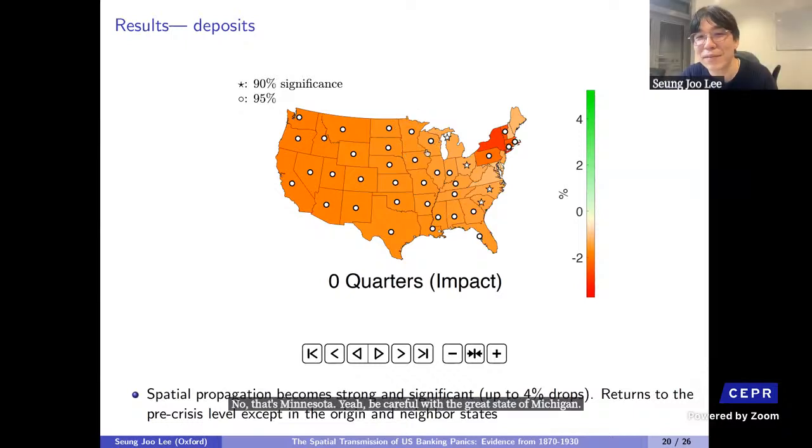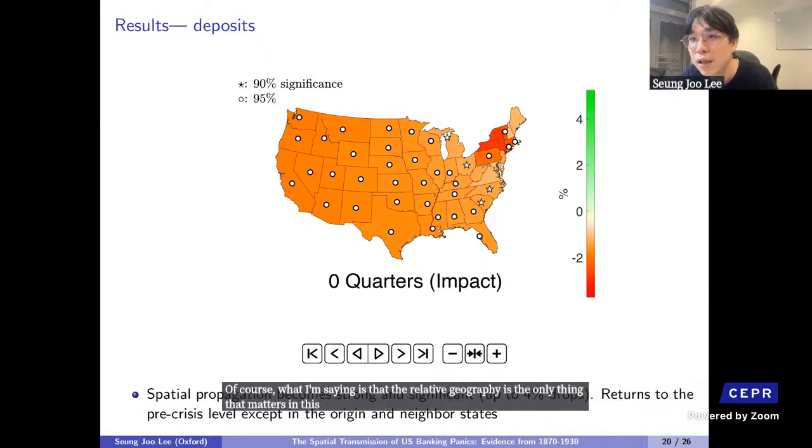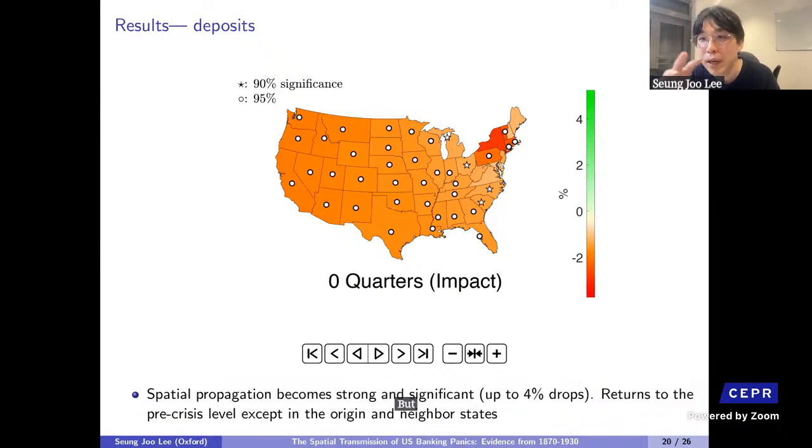Okay, let's start from this state, let's say. What I'm saying is that the relative geography is the only thing that matters in this benchmark regression. But once we include the deposit share effect and the size effect of the state, then of course the fact that we started from New York starts to matter for the propagation of a panic to other states.